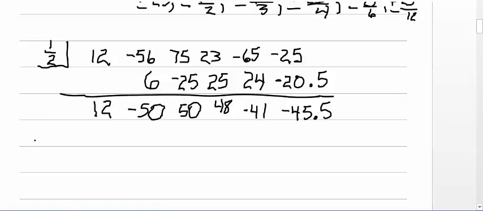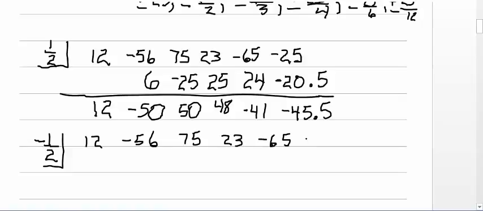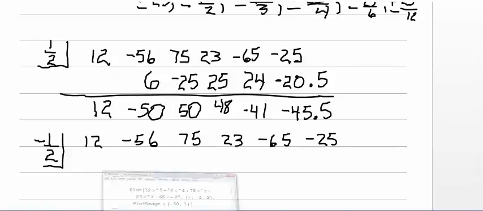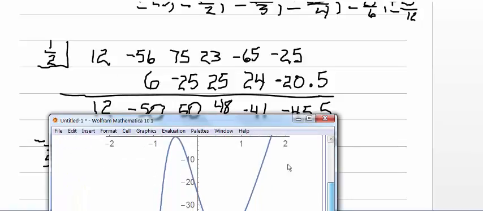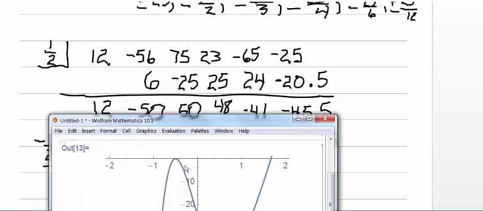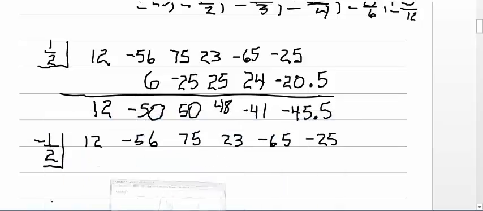And I knew that from looking at the graph. So I wasted my time checking that because I knew the 0 was between 0 and negative 1. So I shouldn't have checked 1/2. That was a waste of time. I am going to check negative 1/2 though, because that actually looks like the 0.